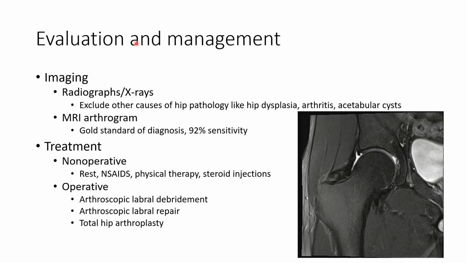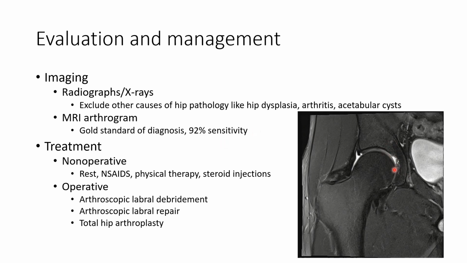So to evaluate and manage these injuries, degenerative changes, or FAI, injury to the labrum, you want to start with an X-ray, a plain radiograph. This can help you exclude other causes of hip pathology like dysplasia, arthritis, or acetabular cysts. If those are negative or inconclusive and they're still having pain, you can move on to an MRI arthrogram, which is the gold standard of diagnosis and has a 92% sensitivity for finding a labral tear.